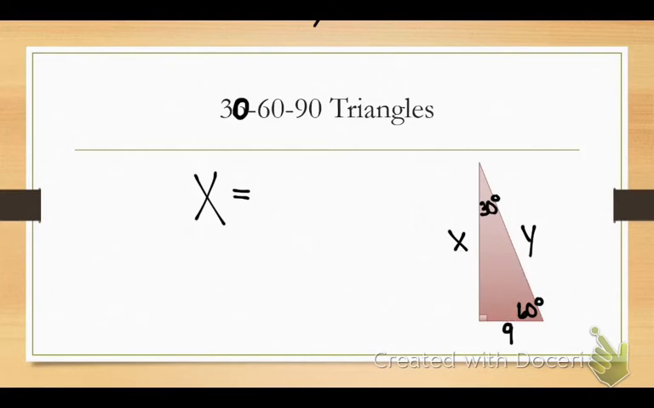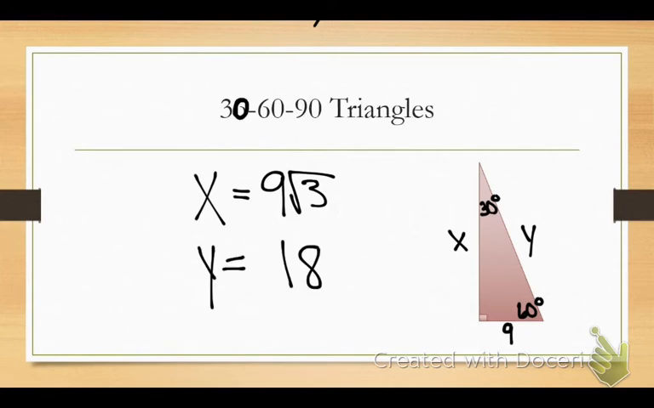So what would be my x value? What's my long leg? 9 times the square root of 3. Yes, y'all are afraid to say the answer. Yes, it is 9 times the square root of 3. And then, Maggie, you know what y is going to be? Yes, very good. I double it to make 18. All right, let's do another one.